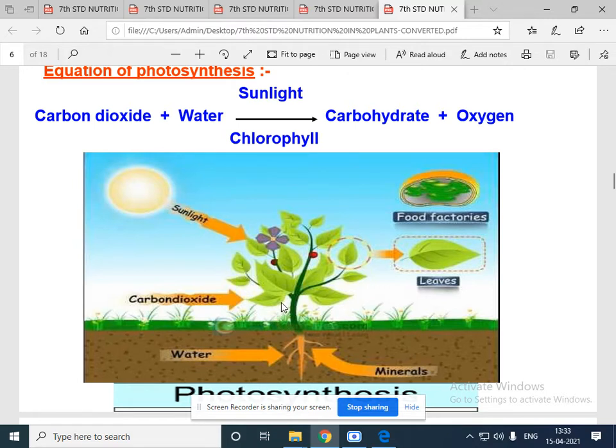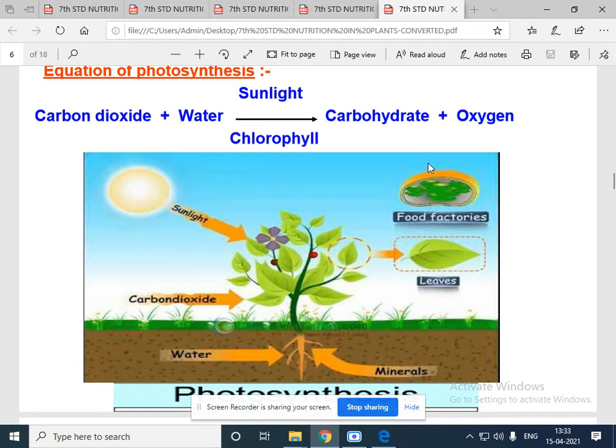Where do they prepare their food? In the leaf, or in the leaves. So leaves are called food factories. Why are they called food factories? Because mainly in the leaves they produce food. Because of that, leaves are called food factories.